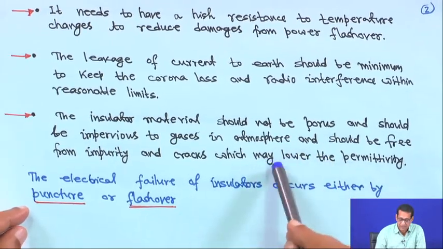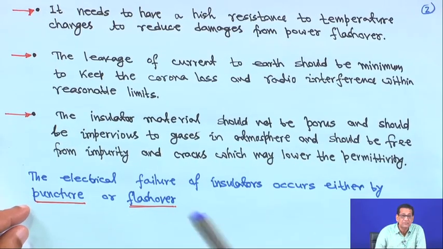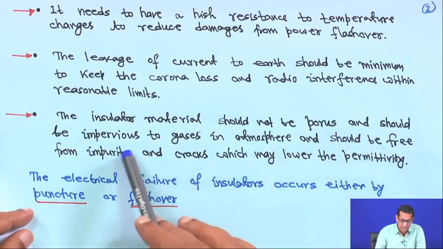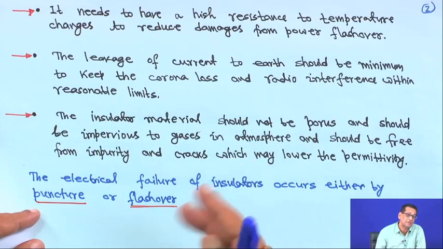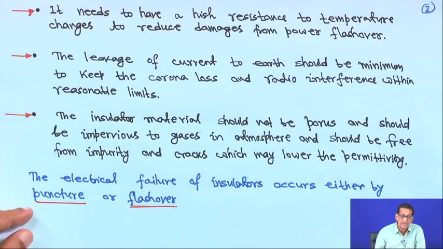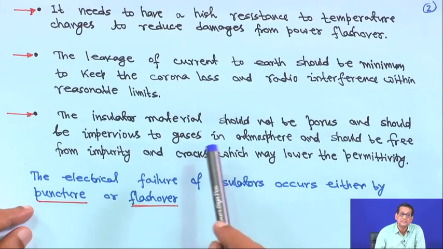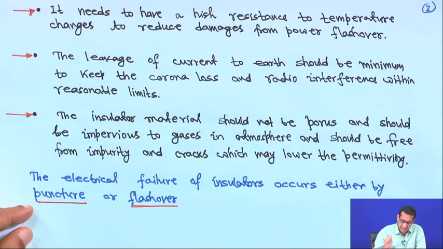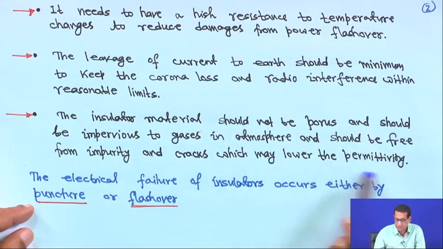That means you have to choose the insulator material in such a fashion that it should not be porous and should be impervious to gases in the atmosphere, such that where you are using insulators, if a gaseous environment is there, it should not be spoiled or damaged, right, and should be free from impurity and cracks which may lower the permittivity.